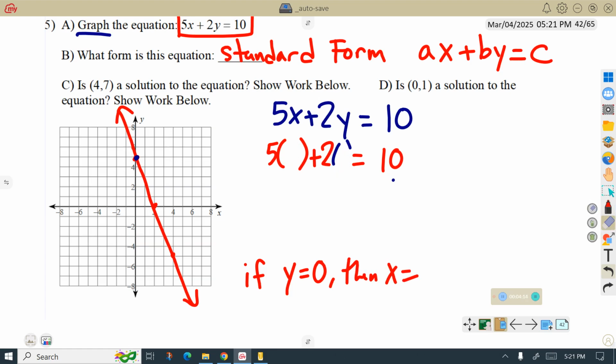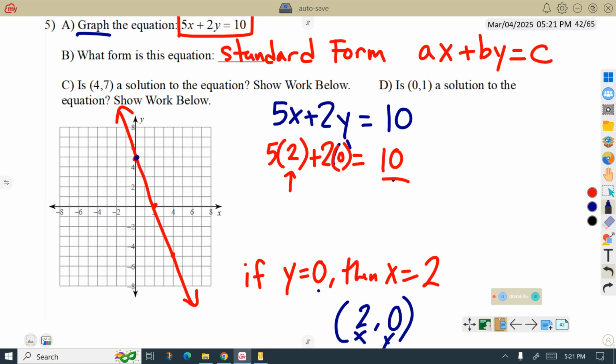So now if y is equal to 0, then that means I have a 0 in here. And 2 times 0 is 0. So what number can I plug in here so that I get 10? Well, that number is 2, right? So if y is 0, then x must be 2. Now think about that. That is the point x equals 2, y equals 0, right? Again, the x-coordinate goes first. It's a point. And so look, that's this point right here, okay?